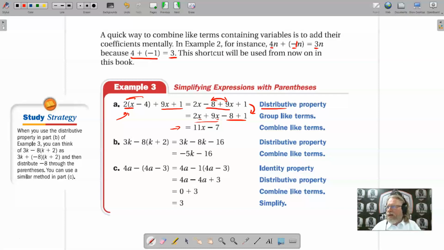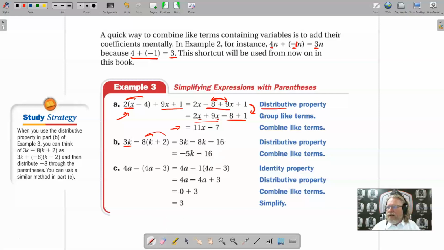On the next one, it looks like we have some distributive property here that we need to do. The negative 8, this is a negative 8, so negative 8 times k is negative 8k, and negative 8 times positive 2 is negative 16. And of course you see the 3k has been brought over as well.